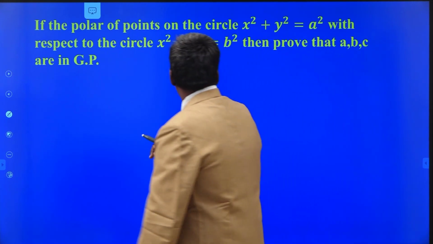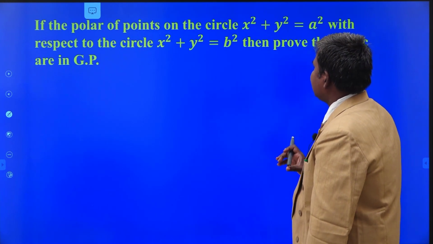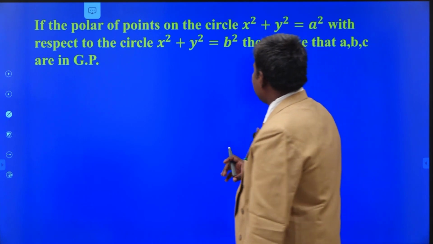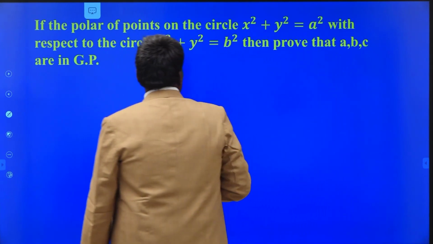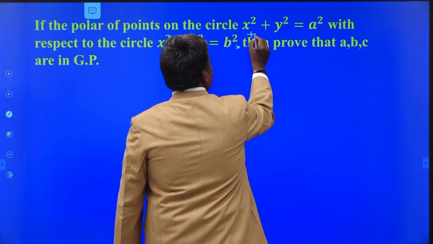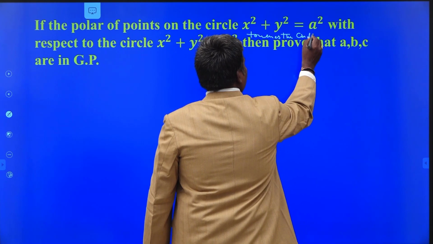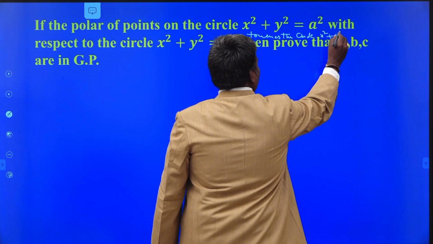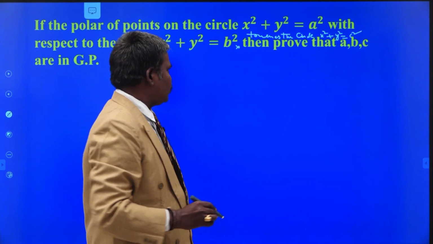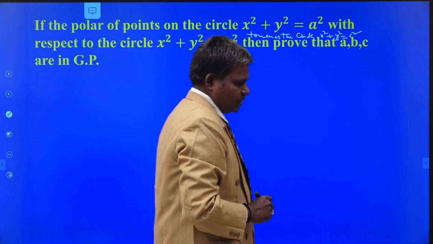See here, if the polar of points on the circle x² + y² = a², with respect to the circle x² + y² = b², touches the circle x² + y² = c². This is also given information to you. Then we have to prove that a, b, c are in geometric progression.